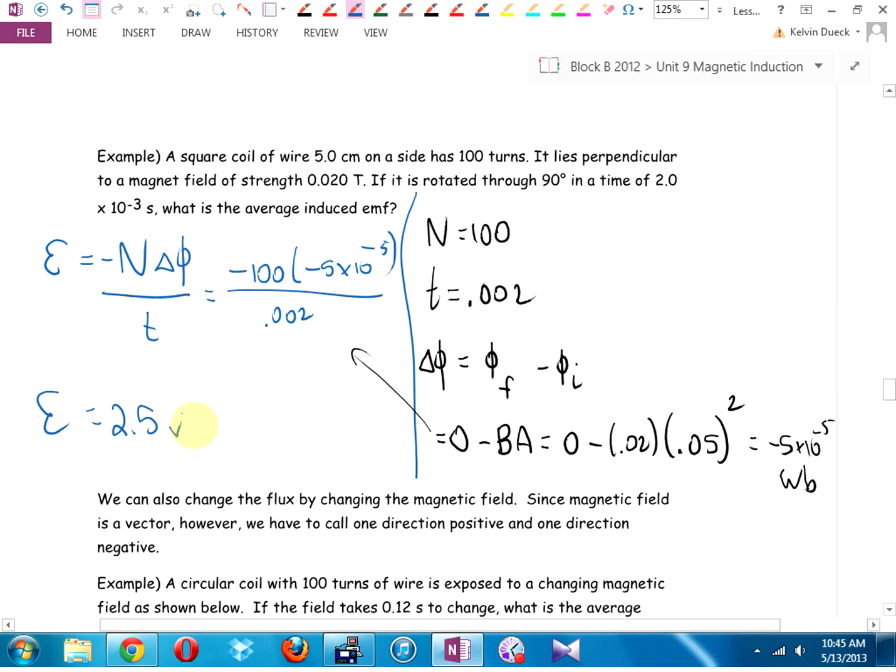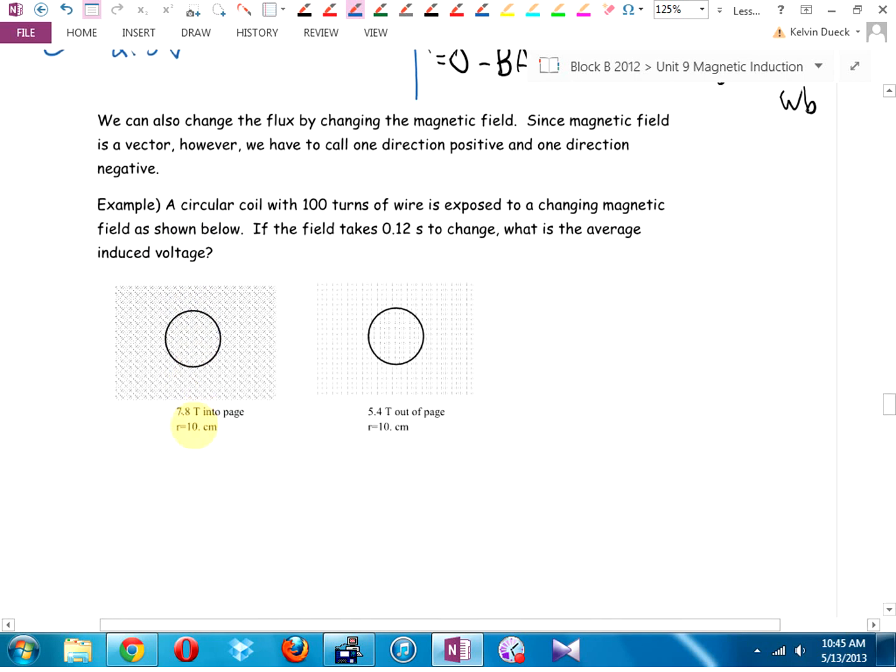But if, well, look at the next question. What direction is the initial magnetic field? What does it say in the diagram? Into the page. What direction is your final magnetic field? We're going to have to let one of those be positive, one of them be negative.